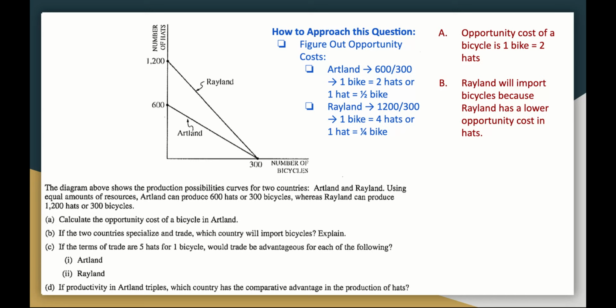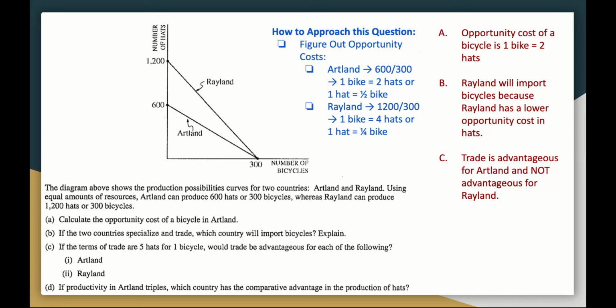In terms of a trade, if the trade is 5 hats for one bicycle, who would the trade be advantageous for? So remember, Rayland is getting bikes and giving away hats. So in terms of one bike, Rayland is getting bikes, which means they would have to give Artland 5 hats. Would that be advantageous to them? No. The trade is going to be advantageous for Artland because they are going to be getting 5 hats.